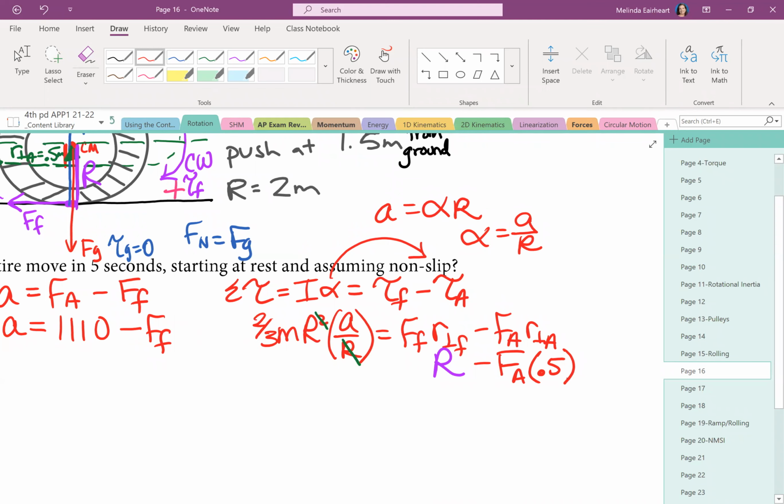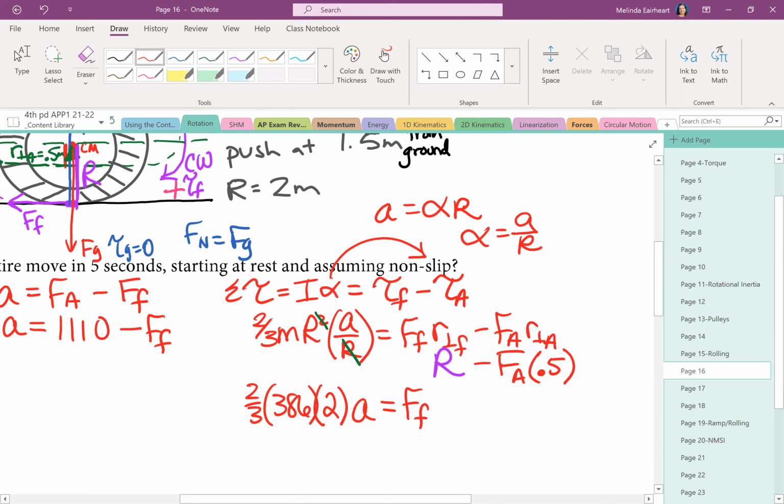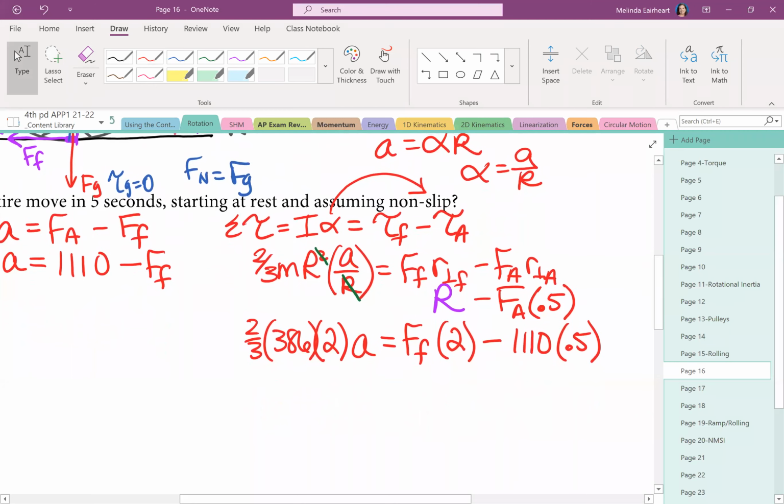Okay, so let's plug in some numbers here. 2/3 given. Mass 386. Radius, they said it was 2. Again, that's pretty extreme for a tire. And then A is one of the things we don't know. Equals friction, one of the things we don't know. Capital R, the lever arm for friction, is the full radius. And then FA, they said, is that 1,110 times 0.5. And so let's start simplifying the numbers.